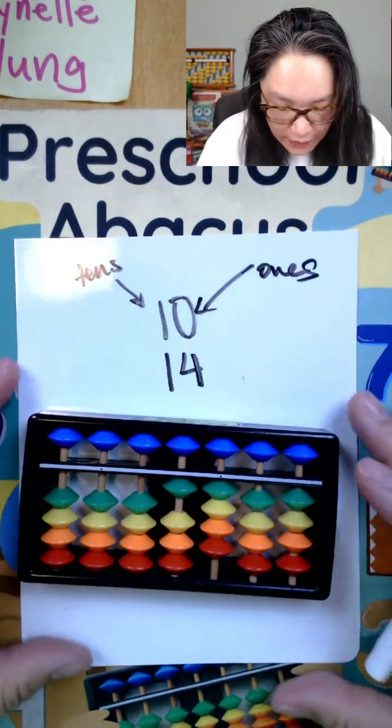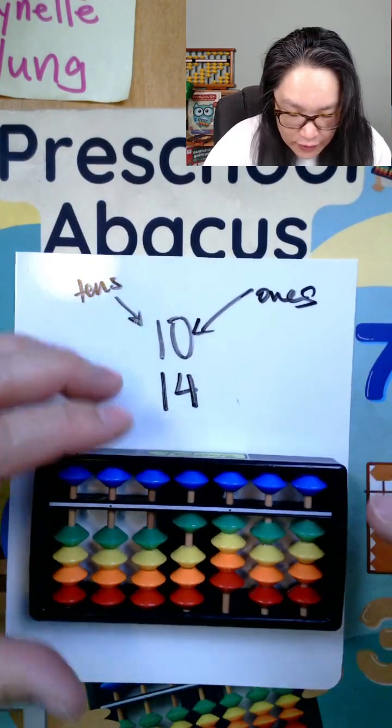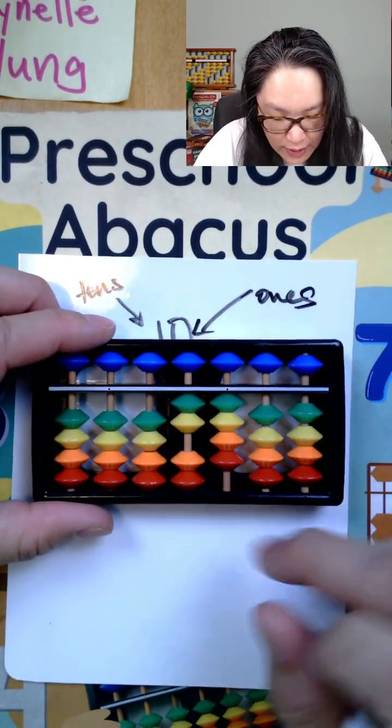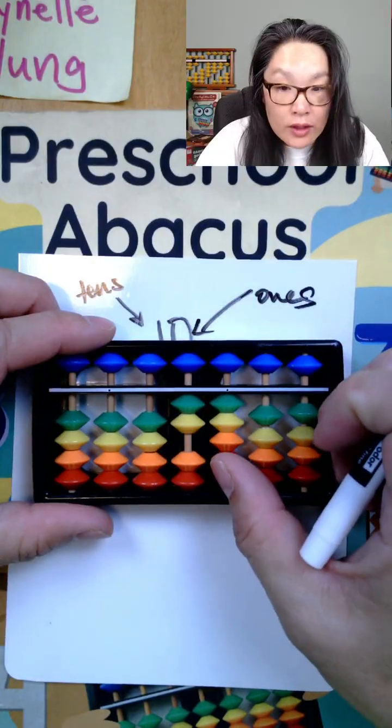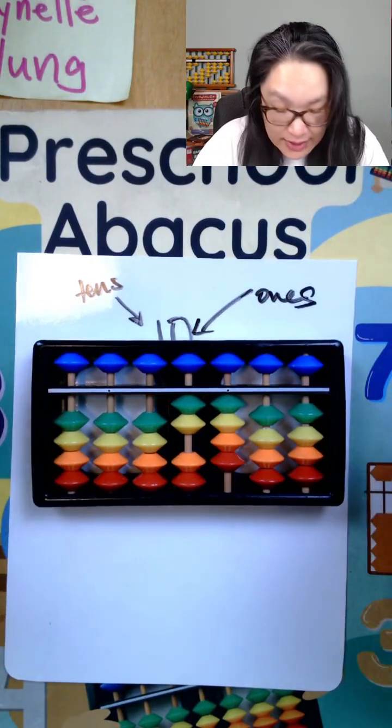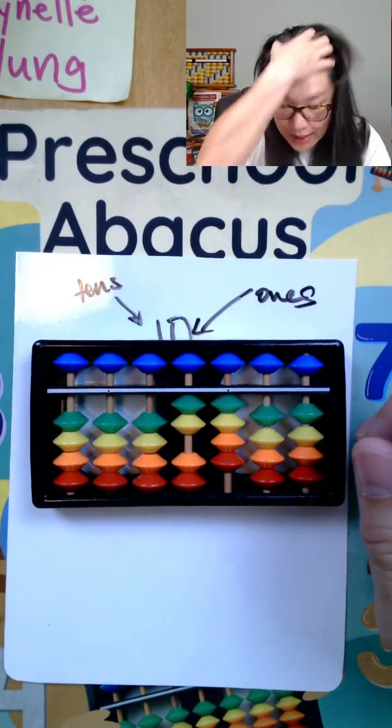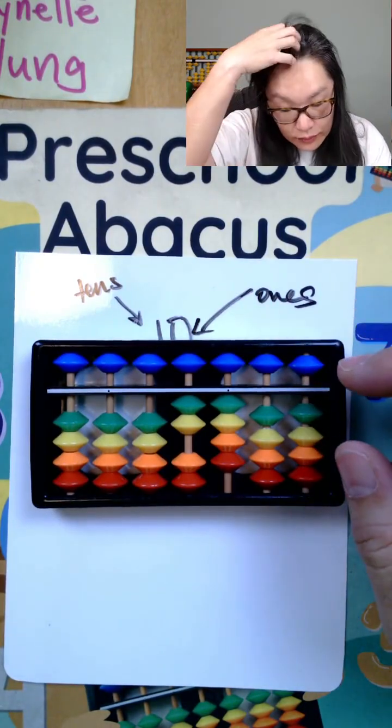Anyways, so we have 14. After we have 14, we can do 24. How do I know? Because I have a 2 and I have a 4. So, how do I add? Yes, we're going to go on to adding when we understand how to do some reading of the numbers.